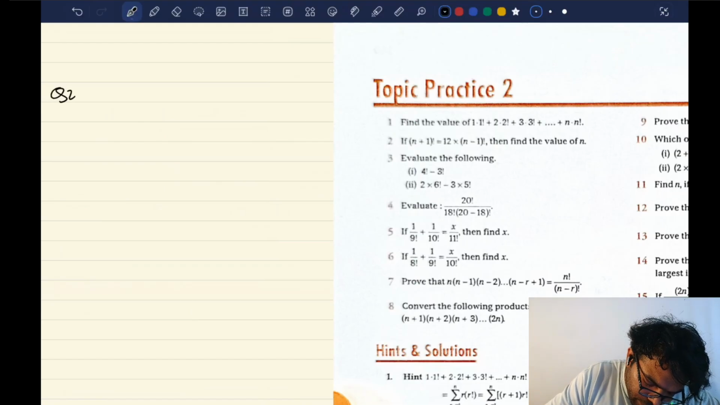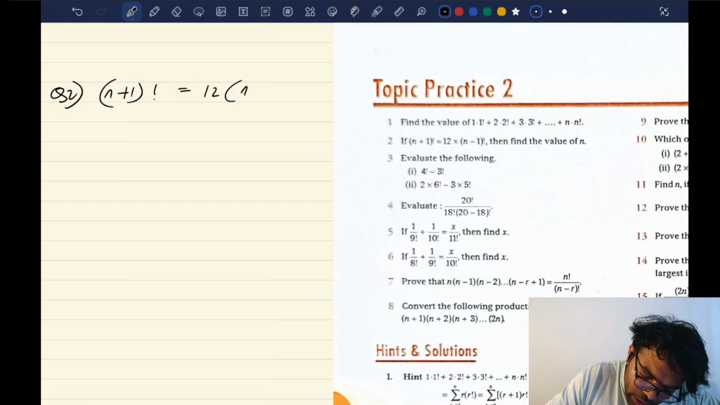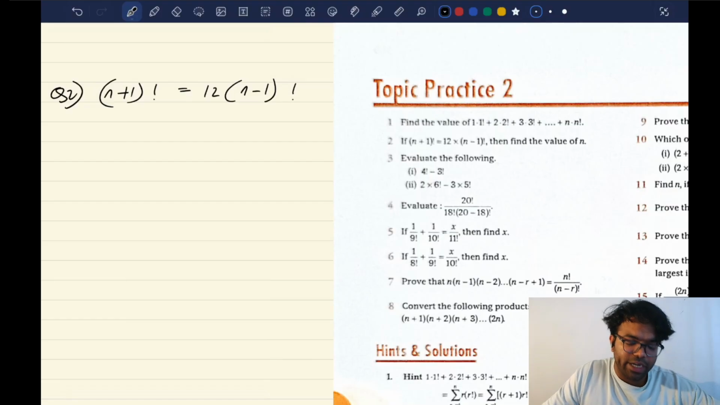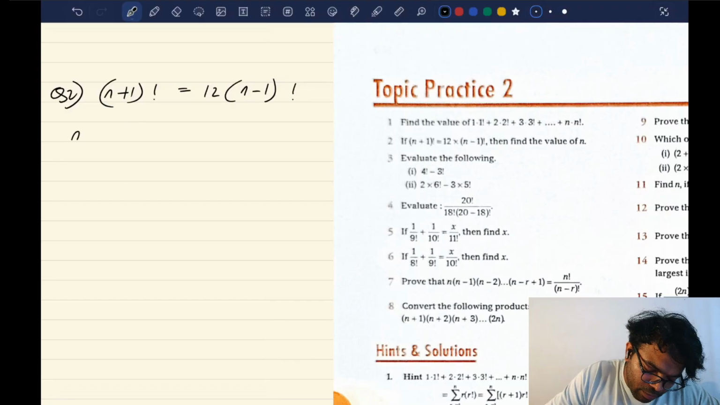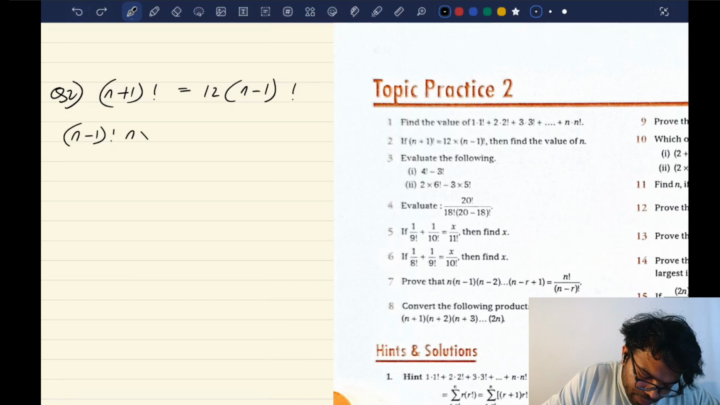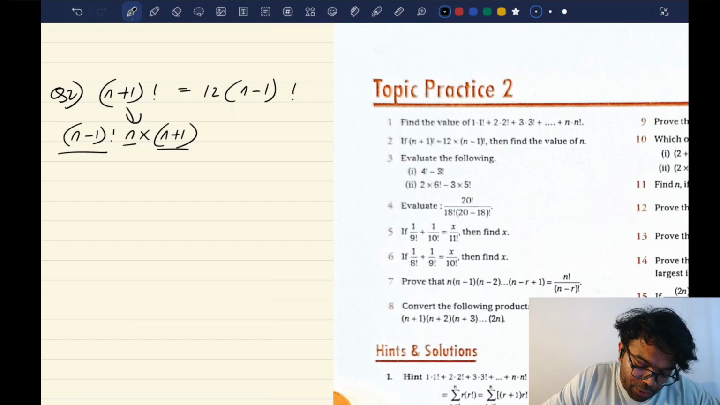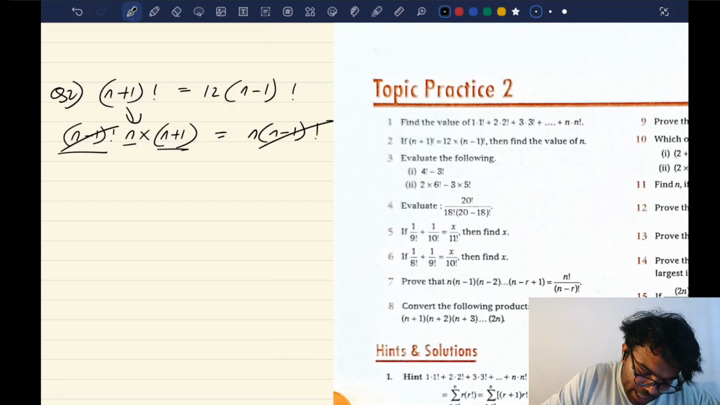Question number 2. n plus 1 factorial is equal to 12 into n minus 1 factorial. This is a very easy question, right? You can write this as basically n minus 1 factorial into n into n plus 1. Am I right? So n minus 1 factorial into n plus 1 is equal to 12 into n minus 1 factorial. This and this will get cancelled.